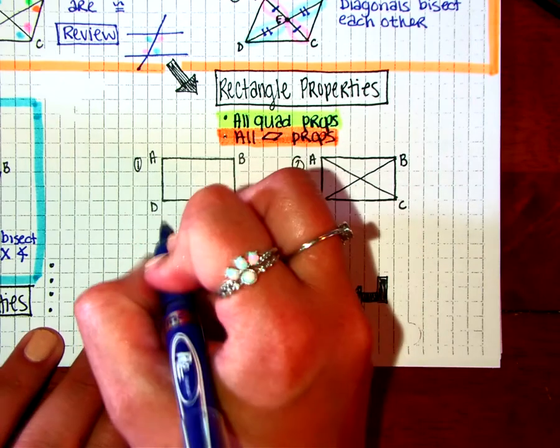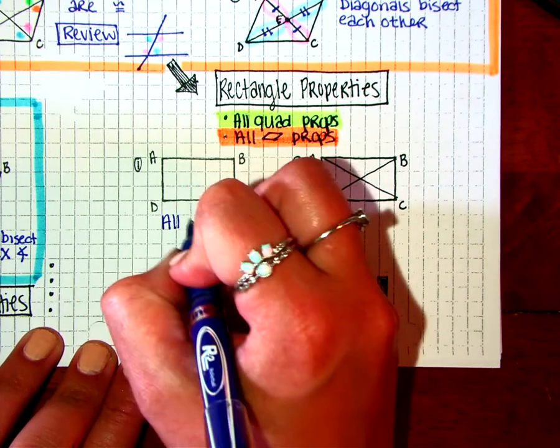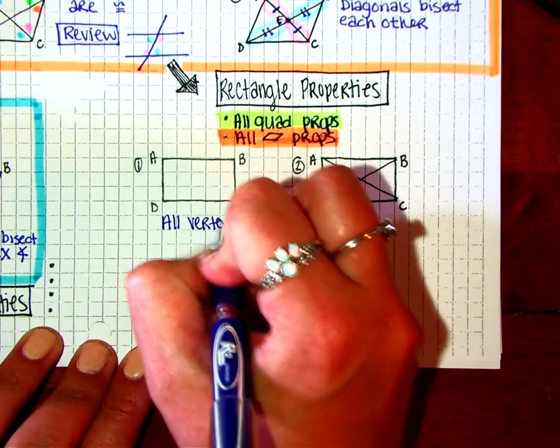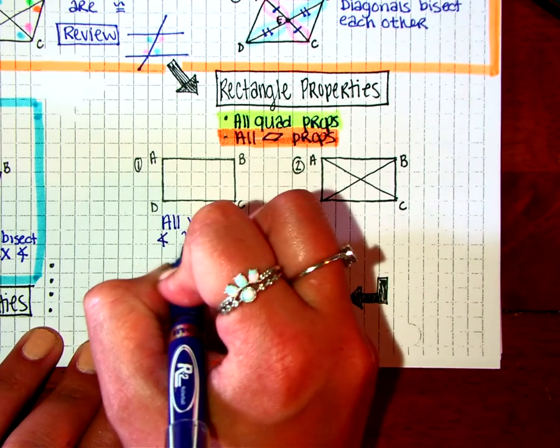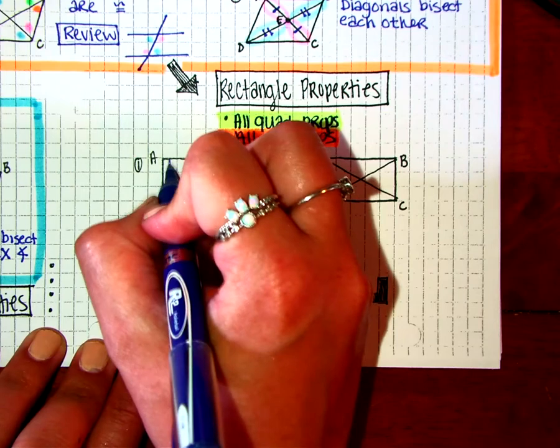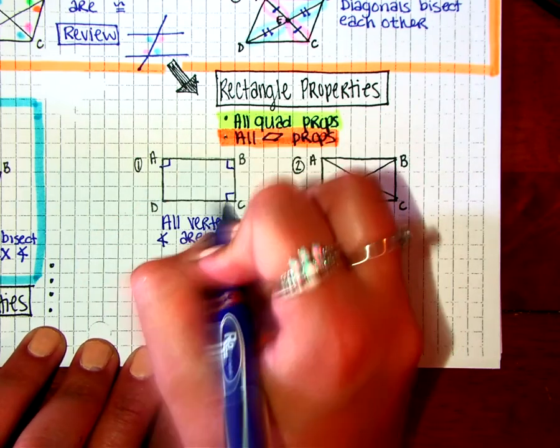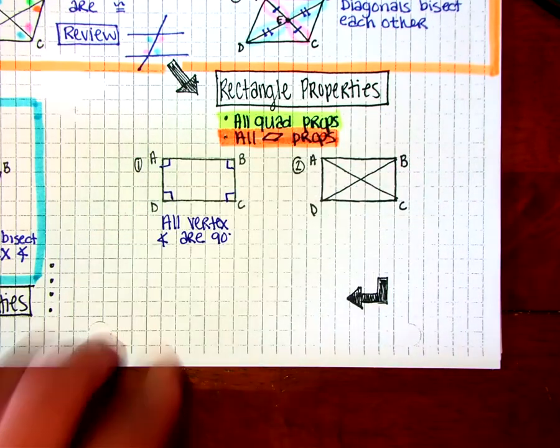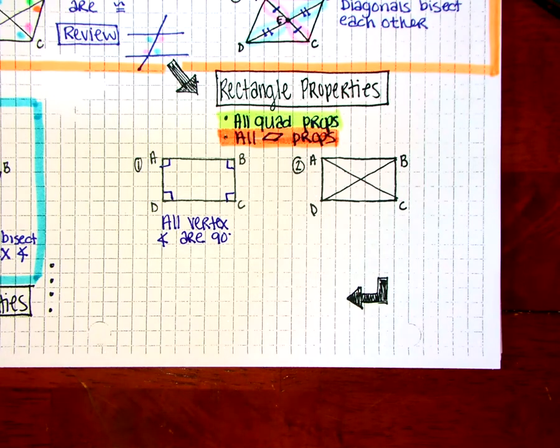First is that all vertex angles are 90 degrees, which means angle A, B, C, and D are all 90. Now, we usually equate that to square, but remember, square steals all of its properties from other shapes. So that's actually a rectangle property.